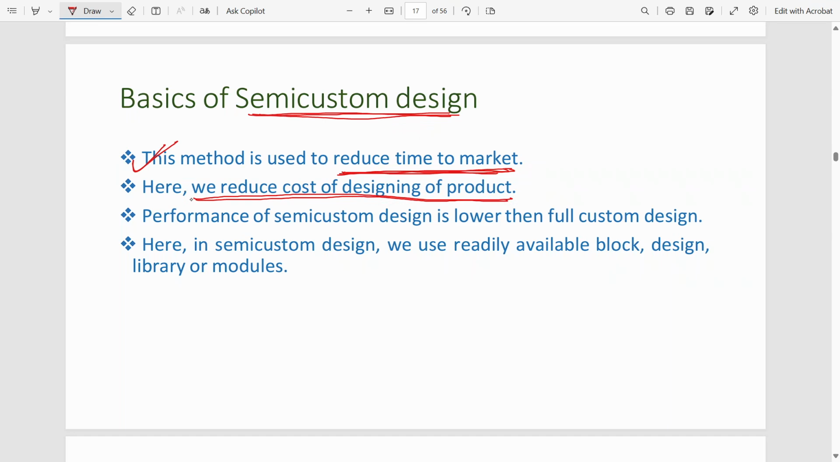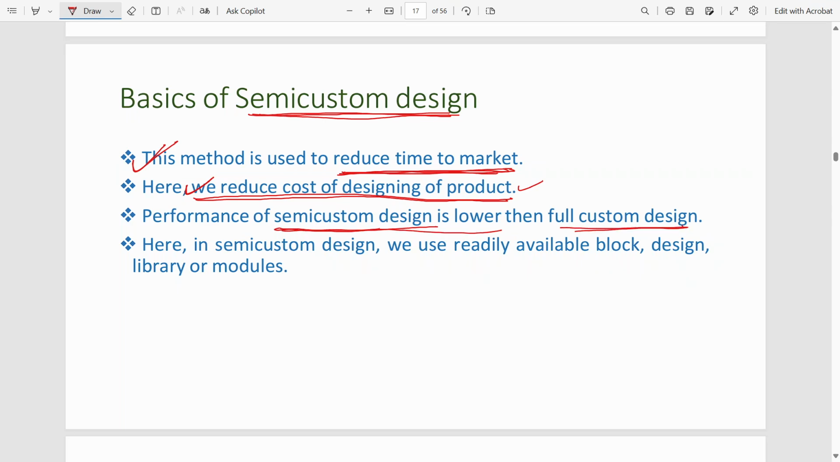Whatever predefined IPs are available, they will just take from whoever designs those IPs. Suppose a processor is there, they will purchase a Qualcomm Snapdragon processor from the Qualcomm company. Or if they want a DSP processor for audio related things, they will purchase from DSP companies. They provide parts which are designed and pre-tested. But performance is lower if you compare with full custom design. Performance of semi-custom design is lower than full custom design.